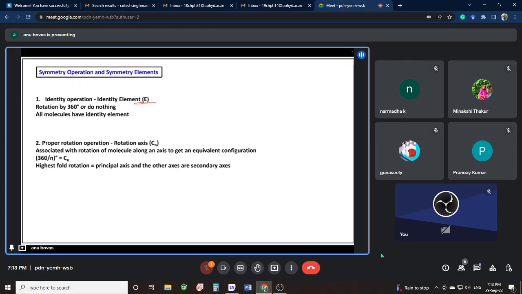So if we are rotating a molecule by 180 degrees, then n will be 360 divided by 180, equal to 2. Then it is said to have a C2 rotation axis. For example, in case of water, we know water has a bent shape. So if we draw a C2 axis along the oxygen atom, and rotate it by 180 degrees, what will happen?